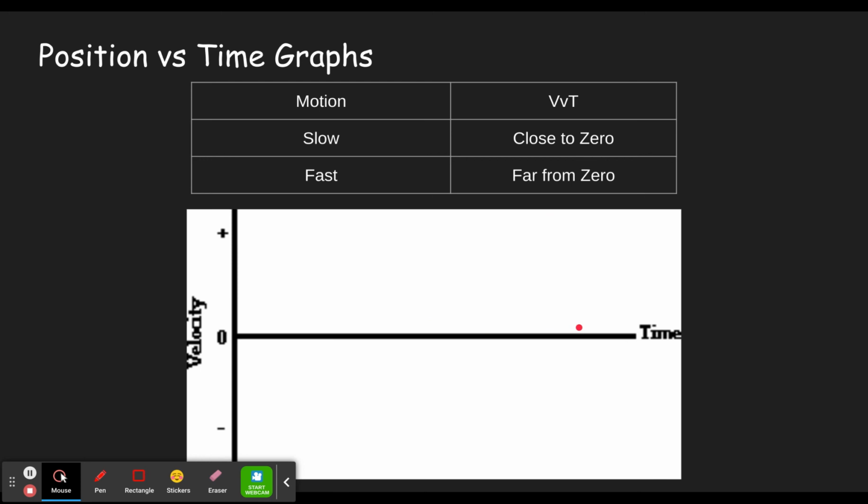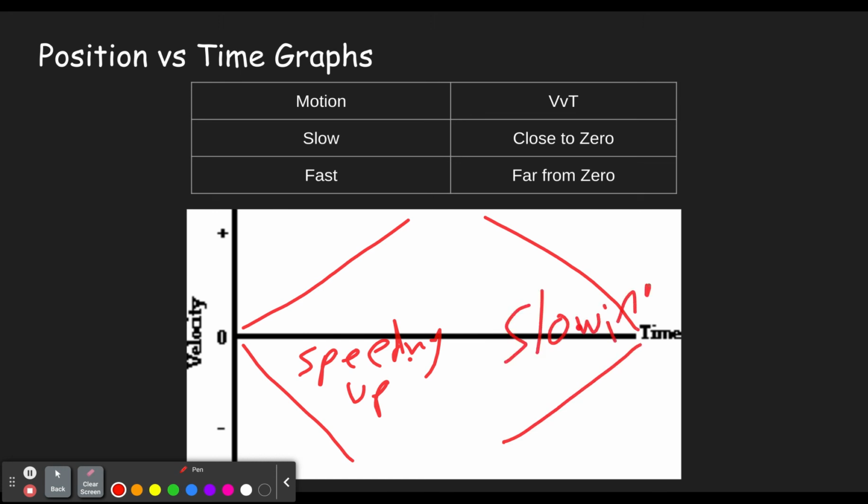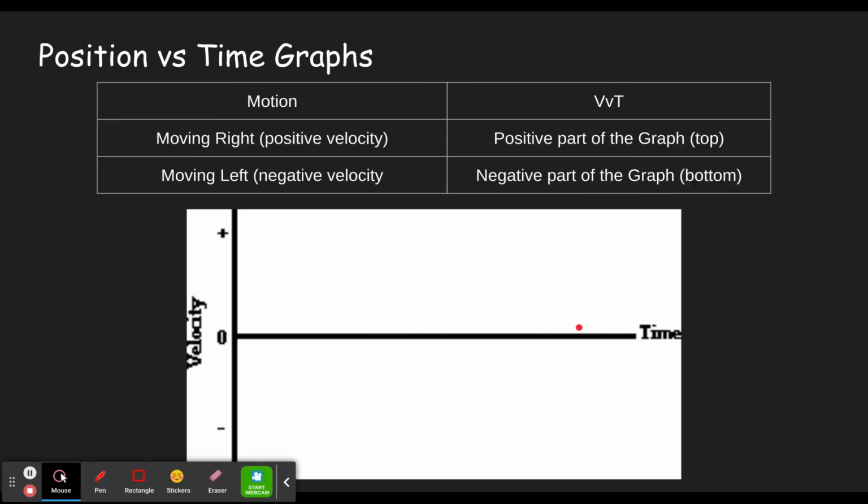So if it asks you, is it speeding up or slowing down? Speeding up would be moving away from 0, getting faster and faster. Speeding up. And getting closer and closer to 0 would be slowing. I'm just going to put slowing. So just keep that in mind as you work on your concept builder.